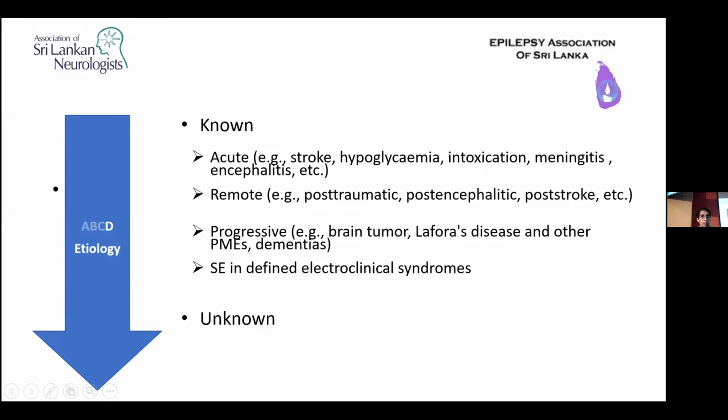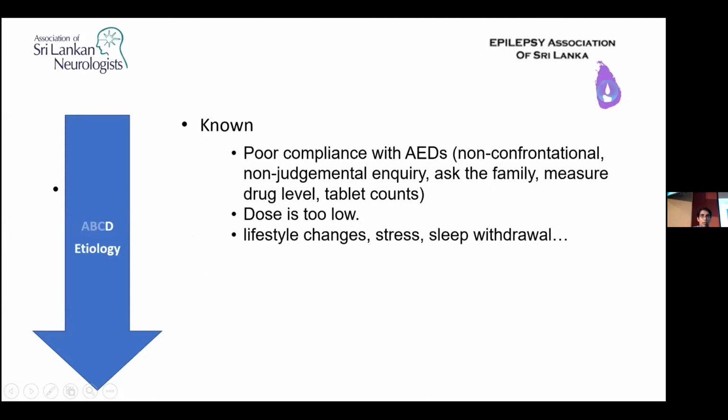So when you are looking at etiology and disability, we will be looking for clues of all these things. Again, just to highlight, when you're looking at known causes, another thing we have to look at is patients who have been on antiepileptics. Multiple reasons could be poor compliance, maybe the dose is too low, which especially comes into play in pediatrics because the patient's body weight keeps changing, or there may even be lifestyle changes that have caused a usually well-controlled seizure to go out of control.